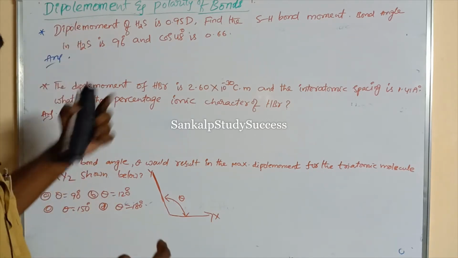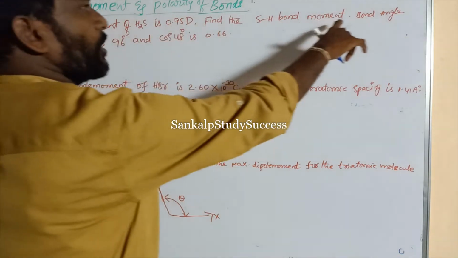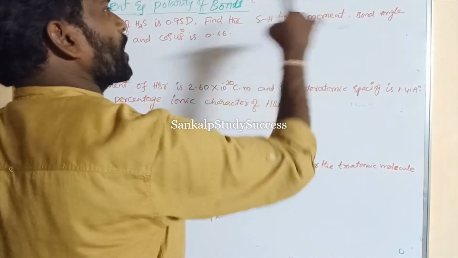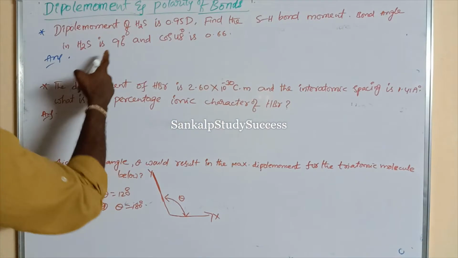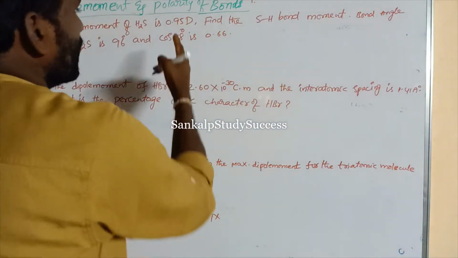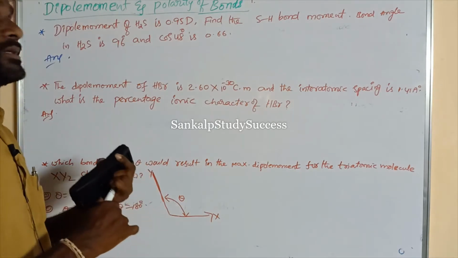The dipole moment of H2S is 0.95 D. Find the S-H bond moment. The bond angle in H2S is 96 degrees and cos 48 degrees is 0.66. Right.